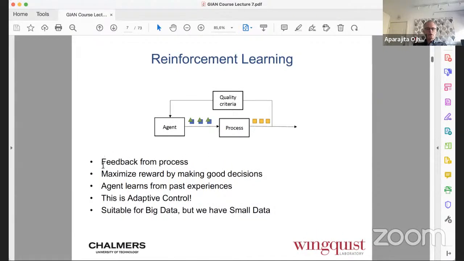But okay, to summarize the introduction here, we have feedback from the process, and we try to maximize a reward by making good decisions. And this agent, of course, learns from past experience. One challenge is if the process is changing, if it's not time invariant, then you must forget old behavior with a reasonable speed. This is a typical behavior and something that is very well understood in adaptive control, a technique that was developed especially here in Sweden. One of the pioneers was Professor Karl Johan Åström, together with Björn Wittenmark, about 50 years ago. Okay, this is suitable for big data, but we have small data, and this is a challenge.